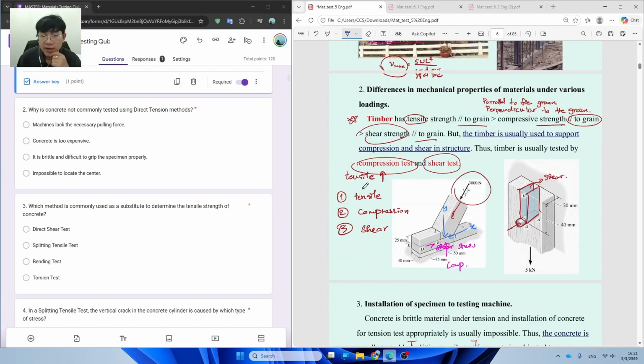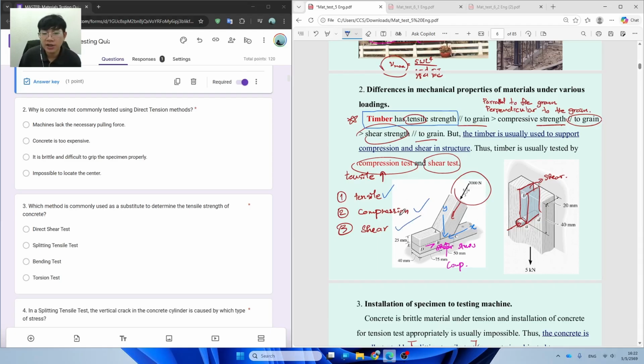Also, this one, I already mentioned in the class that for the timbers, it has a really good tensile strength. If we rank the strength from 1 to 3, which one provides the best? It's supposed to be the tensile stress. And the second one is supposed to be the compression stress. And the last one is going to be the shear stress.